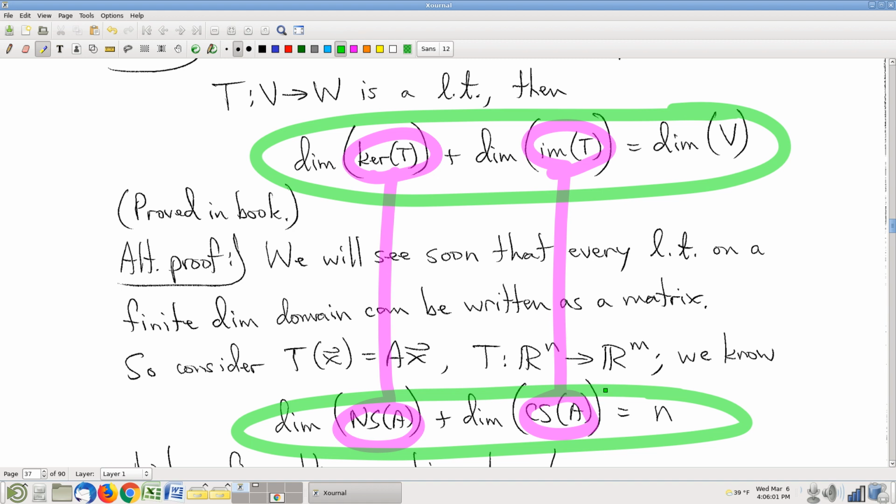So, reminder, we know how to compute the dimension of the null space. You row reduce and you look for columns that don't have pivots. We know how to find the dimension of the column space. You row reduce and look for columns that do have pivots. Altogether, you get the number of columns, the dimension of the domain, which is what we have up there.